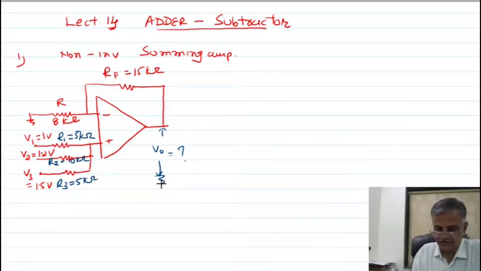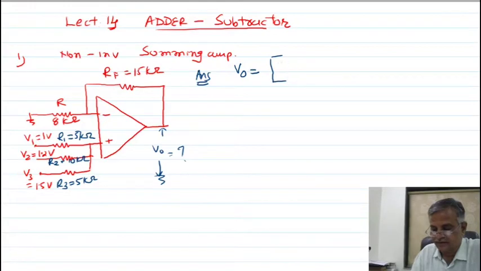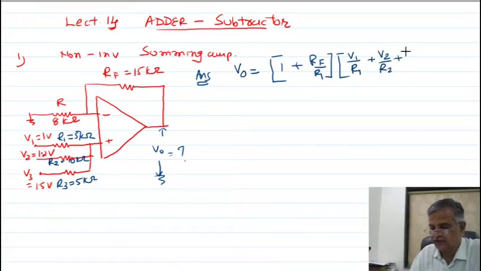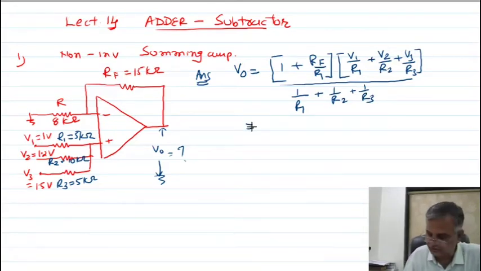So let us solve this problem. Already we have derived the equation of output voltage for non-inverting summing amplifier. VO is nothing but 1 plus RF by R1, which is a very easy way you can remember, into V1 upon R1 plus V2 upon R2 plus V3 upon R3, upon 1 by R1 plus 1 by R2 plus 1 by R3. Here we just have to put the values in this equation.